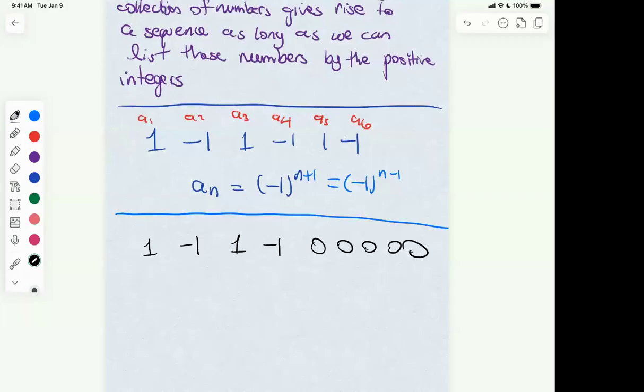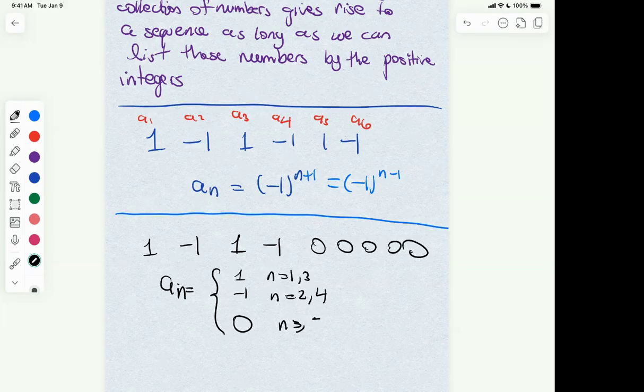Of course, if you wanted to describe this as a sequence, it's better to do it explicitly, a hybrid between explicit and a formula. You say it is 1 for n equals 1 and 3, it is -1 for n equals 2 and 4, and then 0 for n greater or equal to 5, right? That pins it down. Because trying to find a single formula that worked for all the terms is a little more complicated. So you don't have to make your life harder than it needs to be.